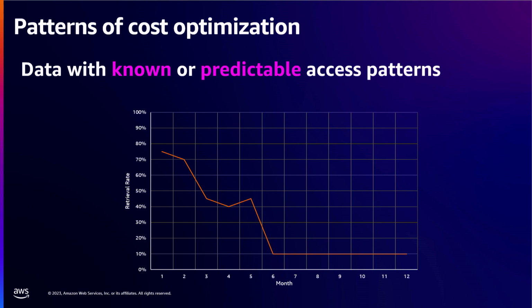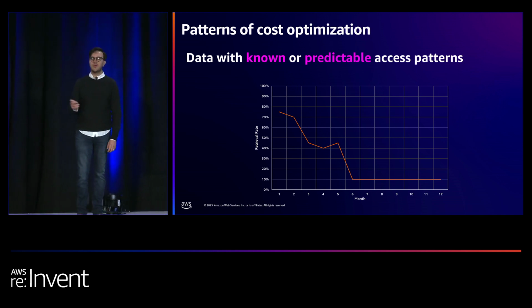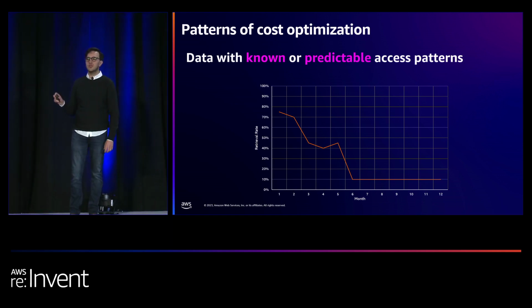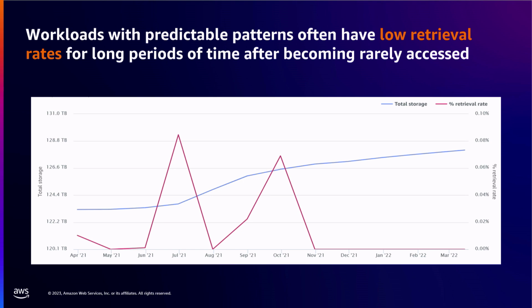As you can see here, the retrieval rate of a particular data set starts with a moderately high retrieval, but it drastically cools off over time. This is actually a very real use case. Here specifically, we're looking at an online content sharing application that stores videos and photos. This is a screenshot from S3 Storage Lens. The blue line shows you the total volume of data stored, and the red line shows you retrieval rate.